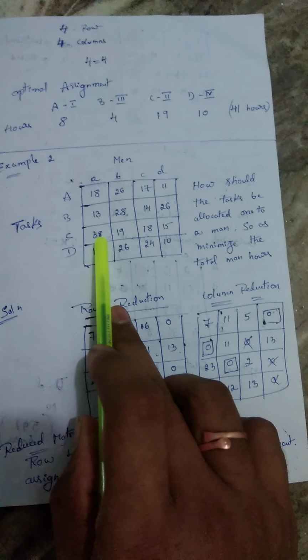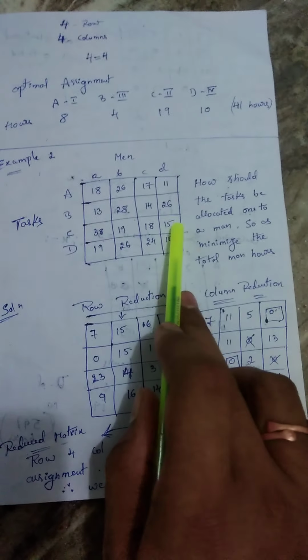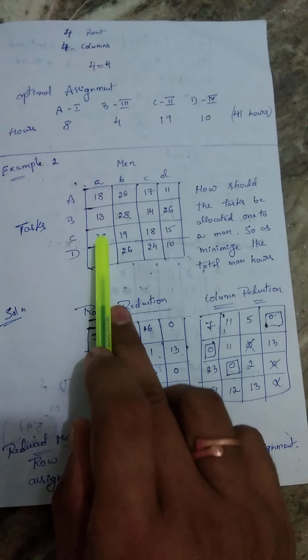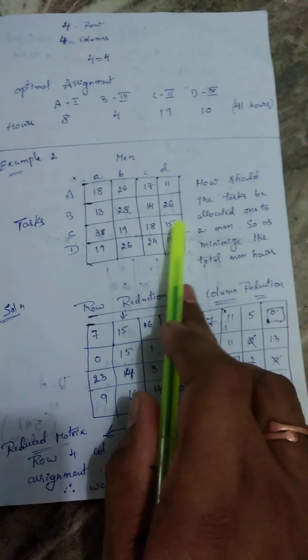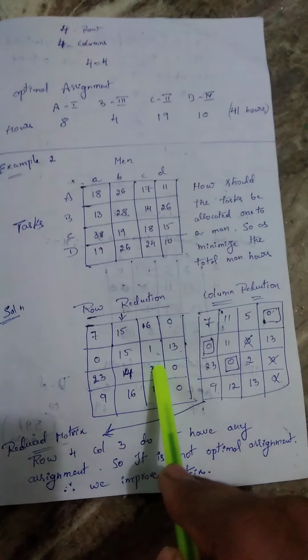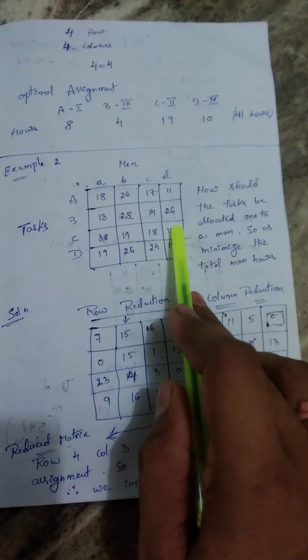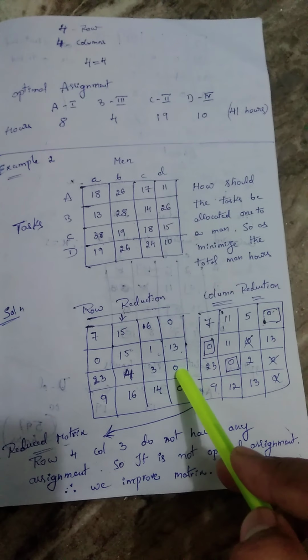And coming to the third row, 15 is the smallest element. 38 minus 15 gives 23. 19 minus 15 gives 4. 18 minus 15 gives 3. And 15 minus 15 gives 0.